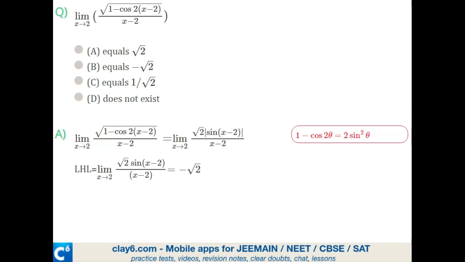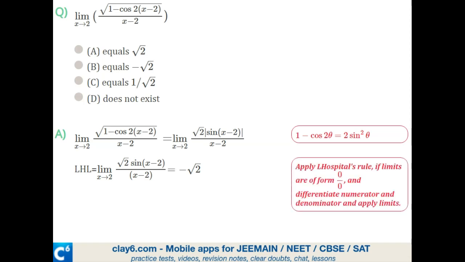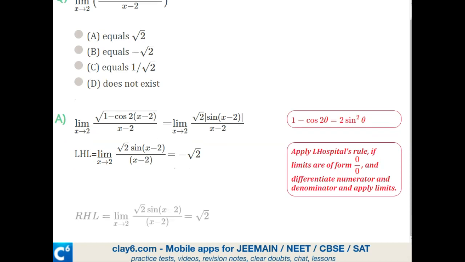So from here on, if you take the left hand limit, you consider the negative of the sin of x minus 2, and you apply L'Hospital's rule now, because the limit is of the form 0 by 0. So you differentiate, and then you apply it. The bottom becomes just 1. So you end up with just cos of x minus 2, and that is just minus square root of 2. And when you go to the right hand limit, you end up the same way, but with square root of 2.